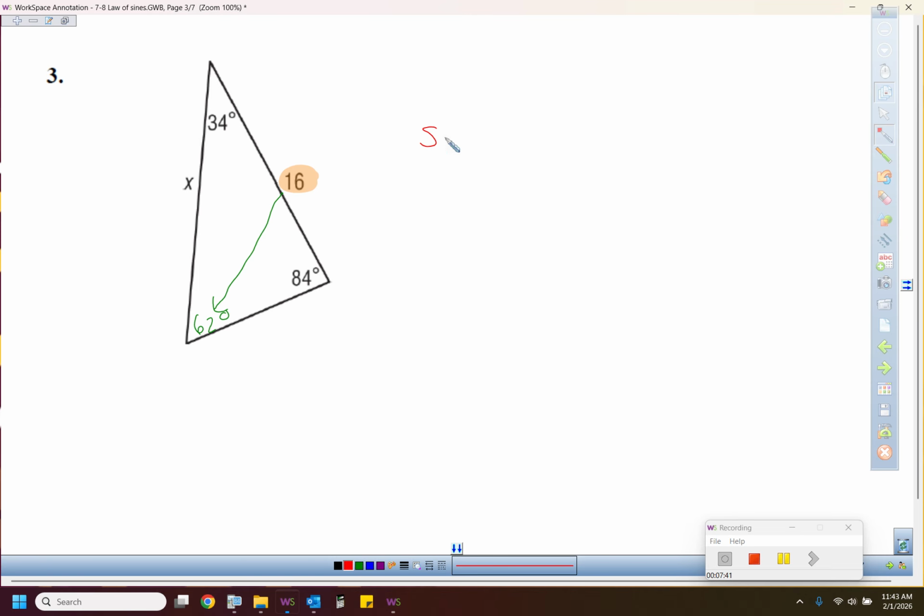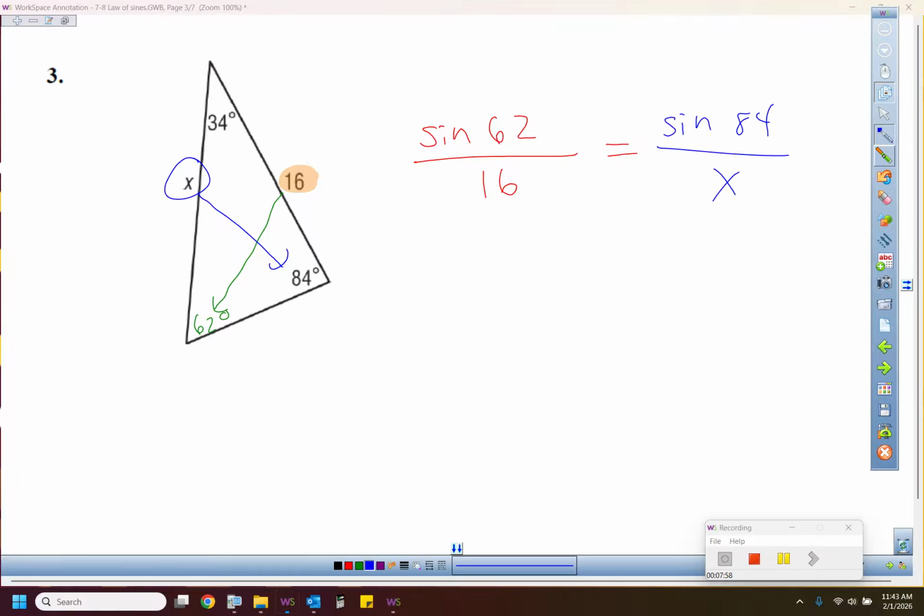So I'll set him up. The law of sines says you'll always use the sine function. So those two go together, and that will be proportional to these two. Circle your side length, draw an arrow to the angle across from it: the sine of 84 over x. Again, this is the angle measure, so it has to go next to the sine part.